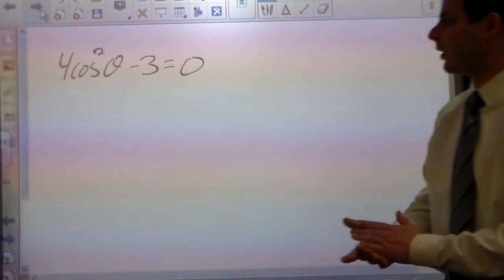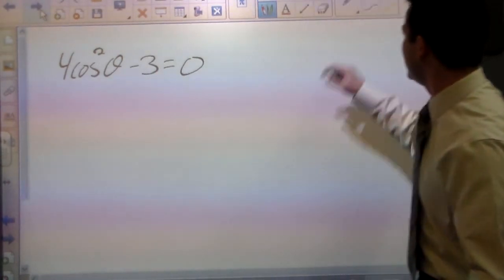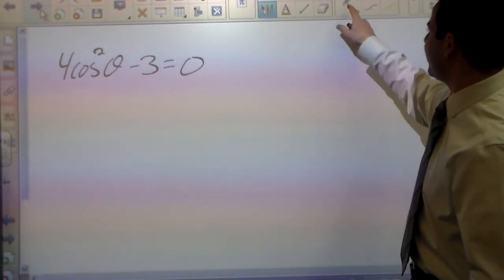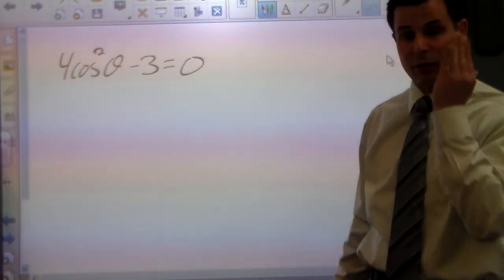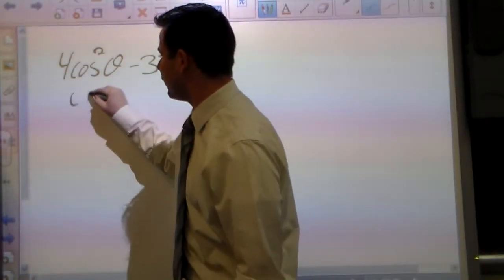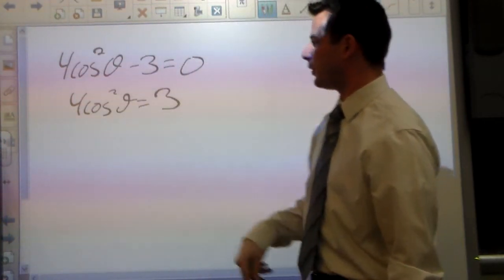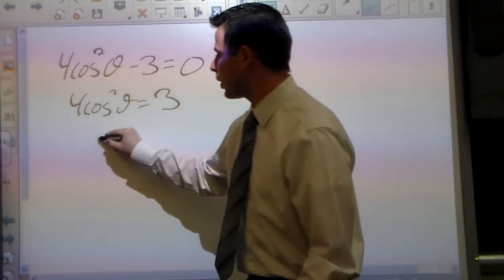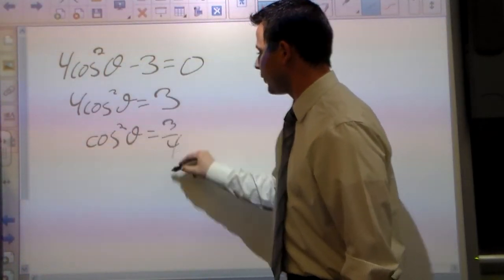Let's do another one. So let's say we have 4 cosine squared minus 3 equals 0. In this case, we can't factor it, but what we can do is add 3 to both sides and take the square root of both sides. So 4 cosine squared theta equals 3. I just added 3 to both sides. I can divide by 4. Cosine squared is equal to 3 over 4.